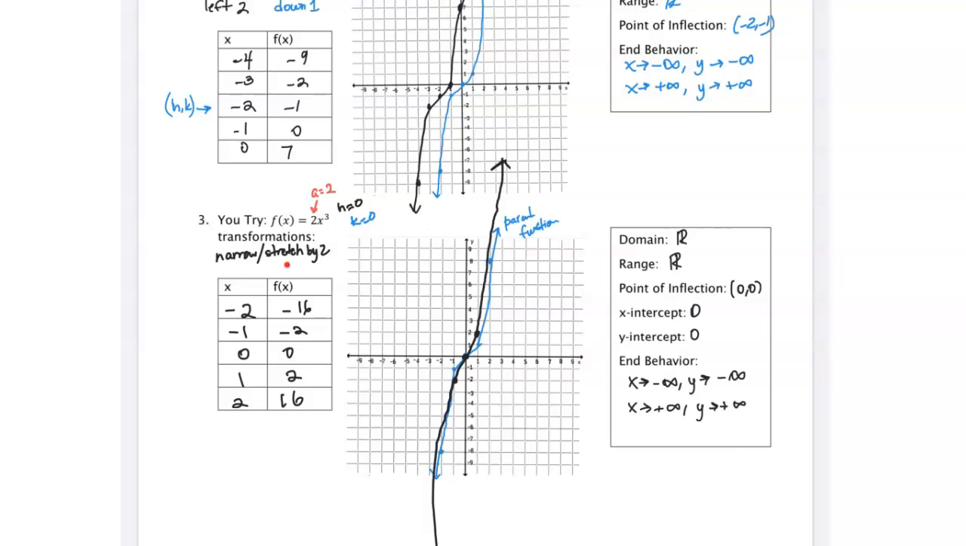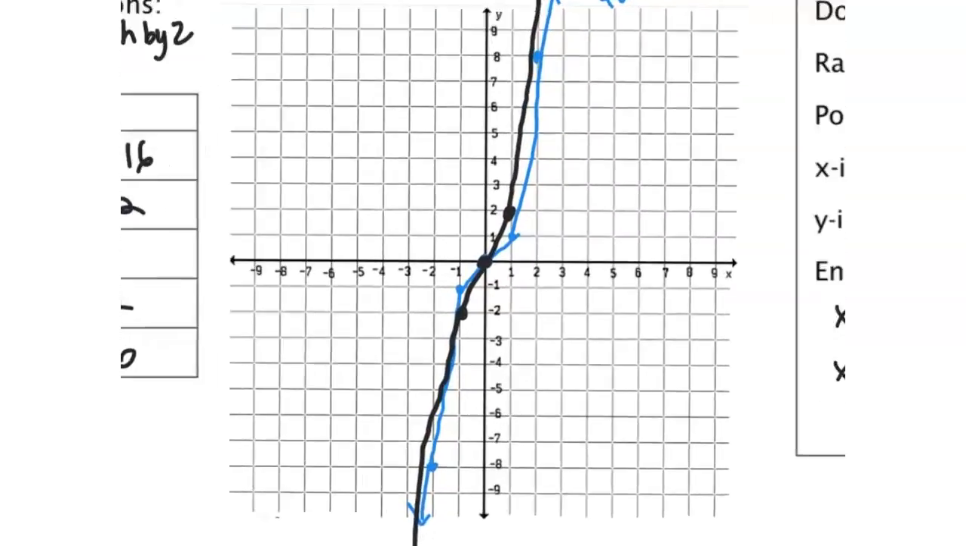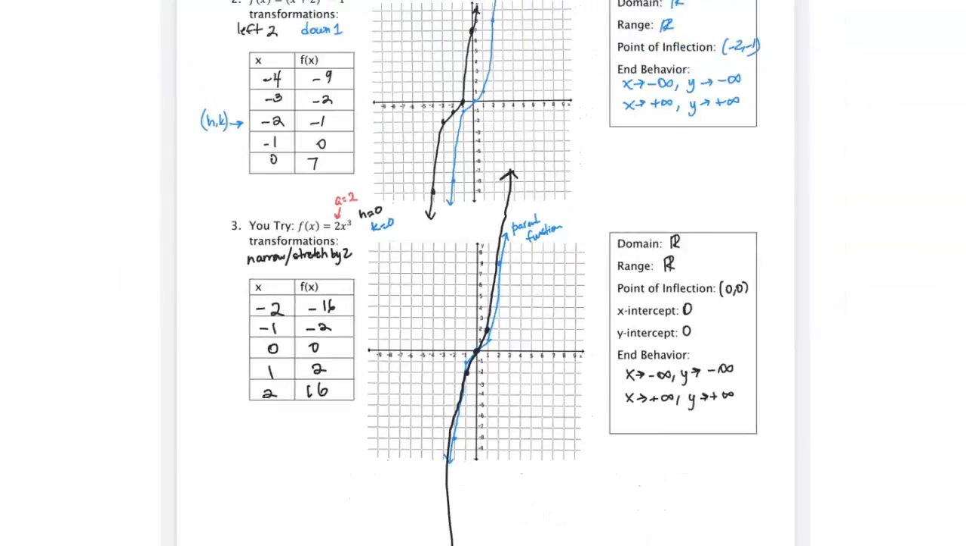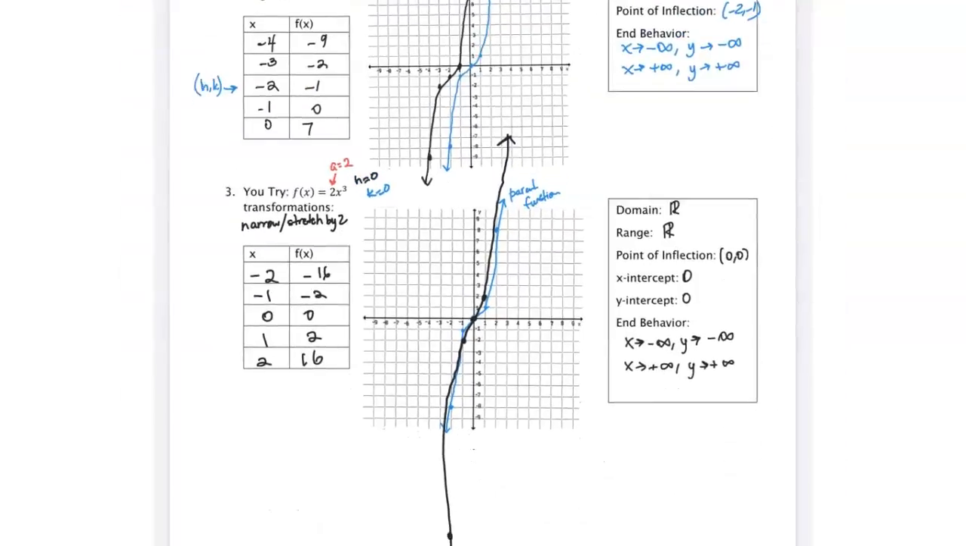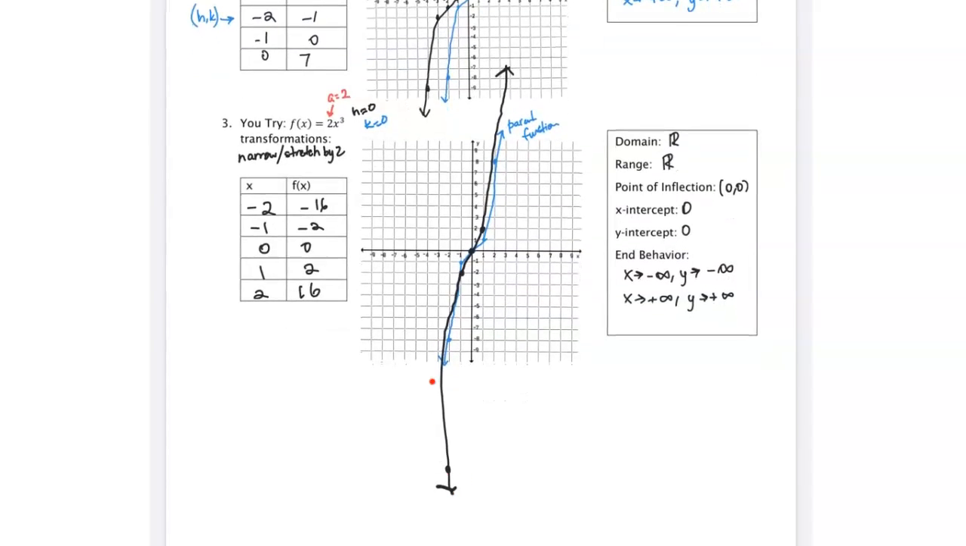Number 3 is also here as your answers. For number 3, we had a stretch by 2. Therefore, you can see that our graph is stretched out vertically. If you want to visualize that, it's stretched out vertically, and we have its graph here as well. All of the information that applies to it, you can go ahead and check your work there.